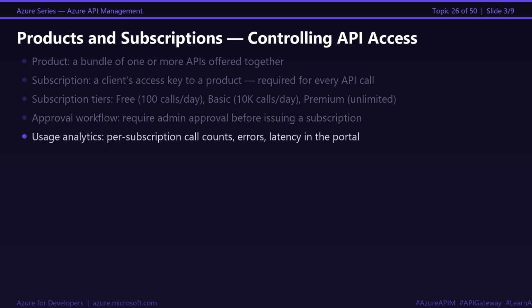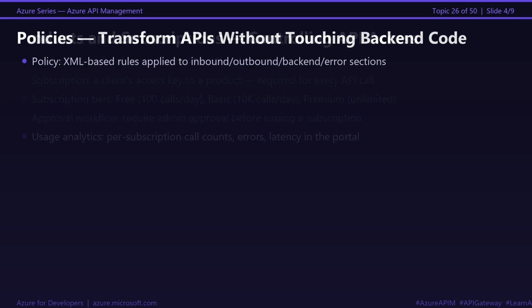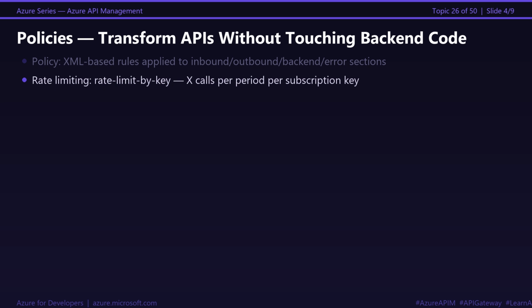Rate limiting policy. 500 calls per minute per subscription key. Exceed that, APIM returns 429 too many requests automatically. Your backend never sees the excess traffic. JWT validation policy. Validate the JWT token on every inbound request. Invalid or expired token, APIM rejects it. Your backend never sees unauthenticated requests.